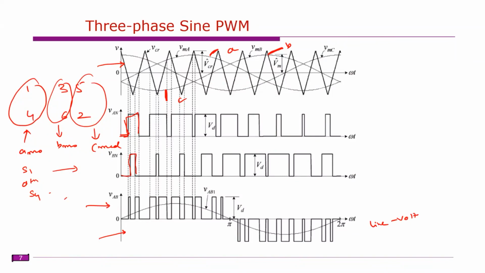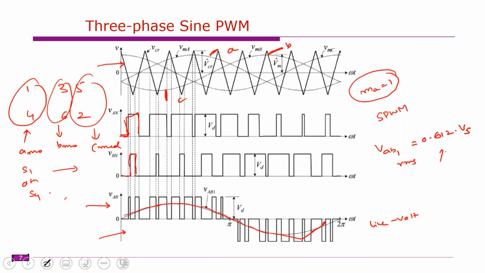When you apply the sine PWM technique, the interesting thing is that with modulation index MA equal to 1, you have the fundamental inside this. The VAB fundamental RMS value is 0.612 times VS. This is the maximum value of the fundamental that you can obtain from the sine PWM technique. The overall maximum is 0.78 VS, which is obtained when operating with a square wave or quasi-square wave.